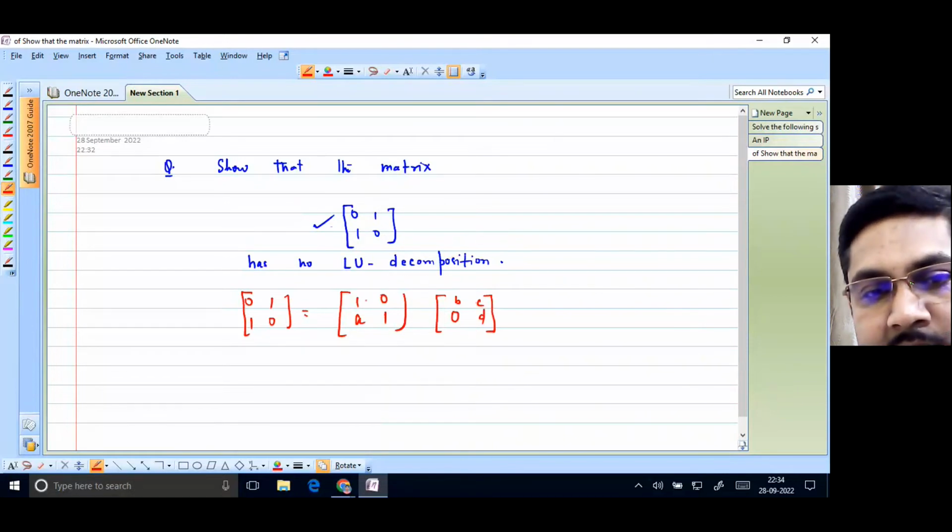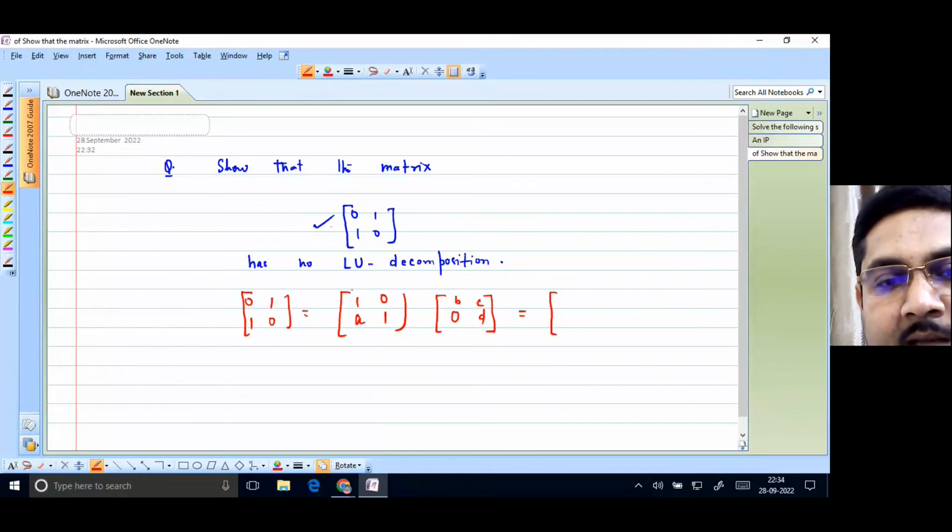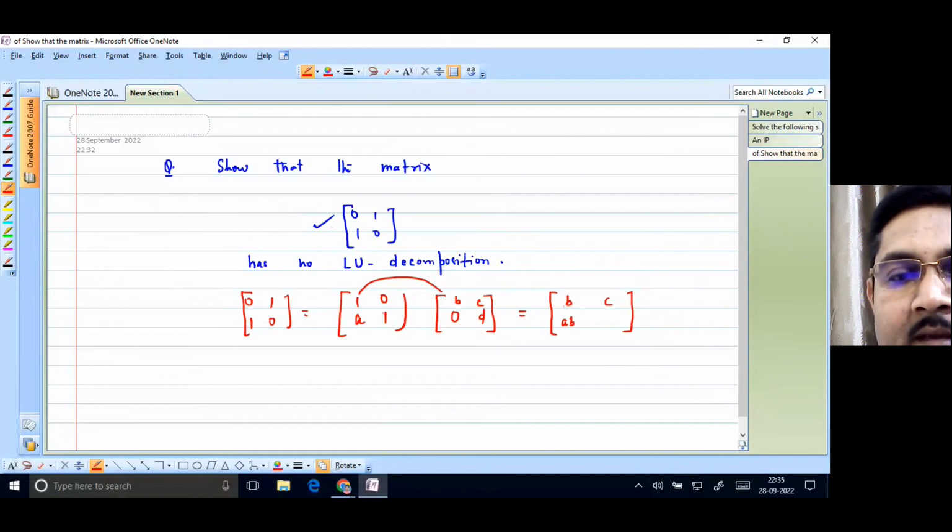Okay, so let us see if you multiply these two, what I am going to get. If you multiply 1 into B, I am getting B here, and 0 into 0 is 0, and here 1 into C, I get C here, and now I get AB, 1 into 0 is 0, and AC plus D. So finally I will write AC plus D.